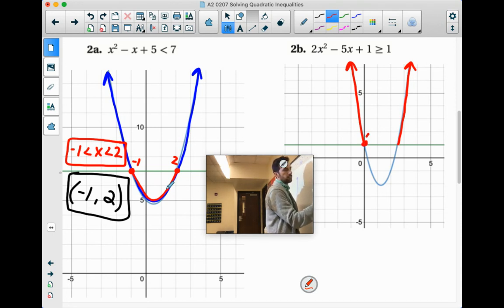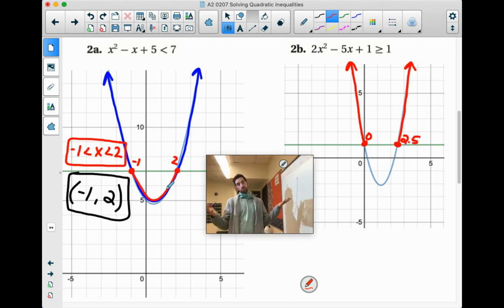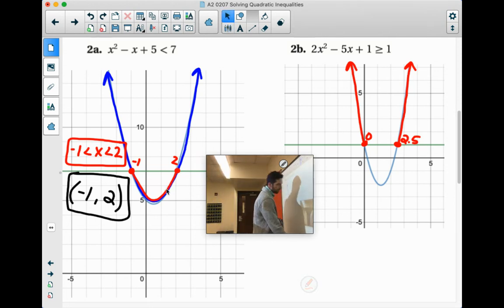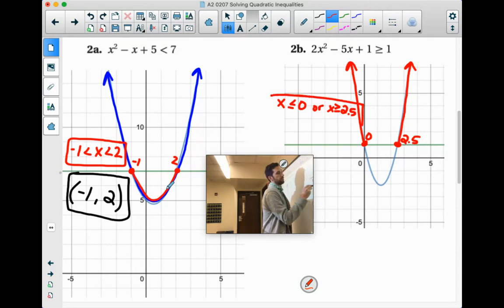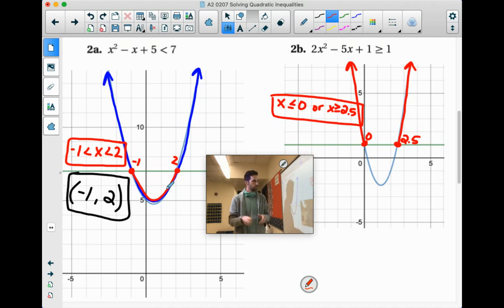So here, the x is 0, and over here, I'm going to assume this is about 2.5. It might be 2.49, I don't know, but we're going to go with a good estimate there. Now, if we were to write the inequalities, we could say x is less than or equal to 0, right? That would be the left side here. Or the right side would be x is greater than or equal to 2.5. So there it is in inequalities.